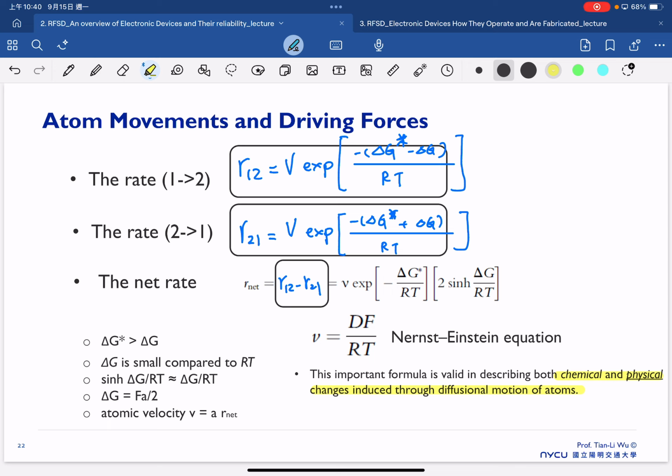And then this is a velocity here, where we can define this as a very simple calculation. Try to understand the diffusion that causes the net rate here.